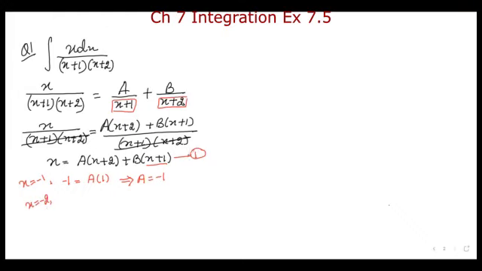Now I will put x equals minus 2 in equation number 1 again. If I put x equals minus 2 here, it will become 0. And if I put x equals minus 2 here, it will become this. And minus will cancel. The value of b comes out to be 2.